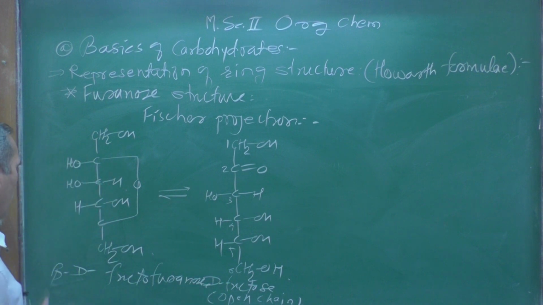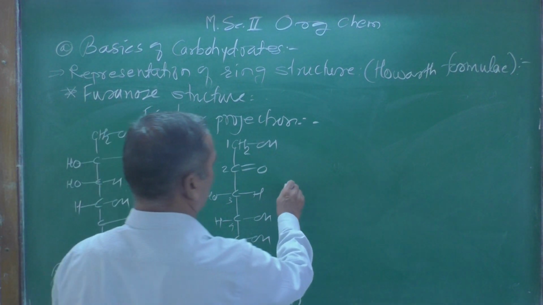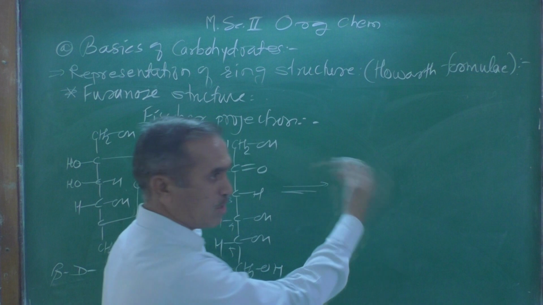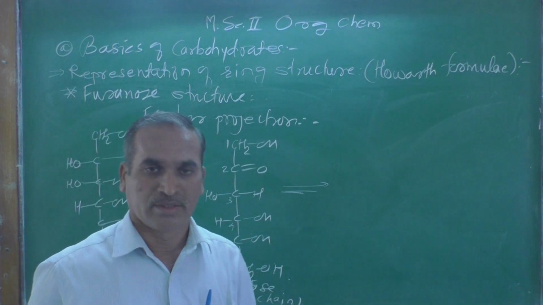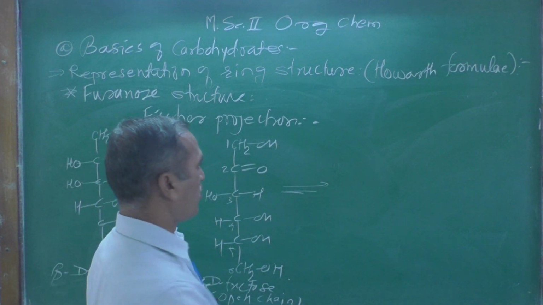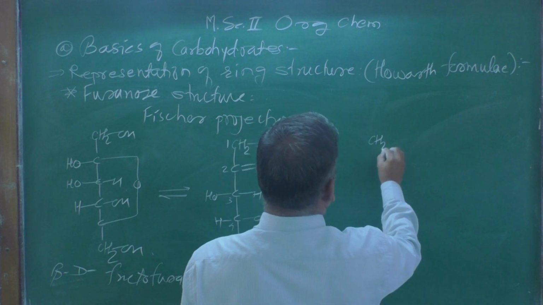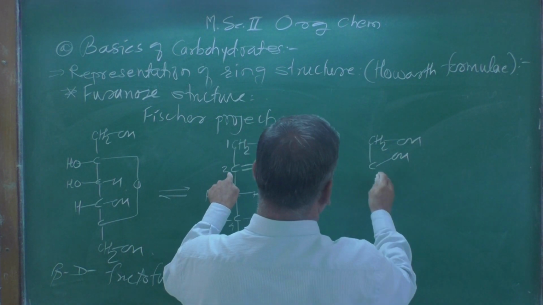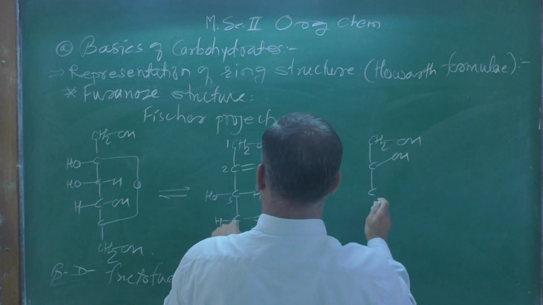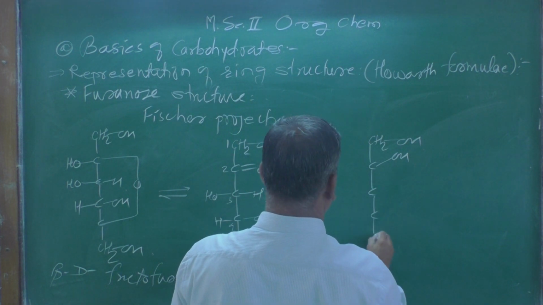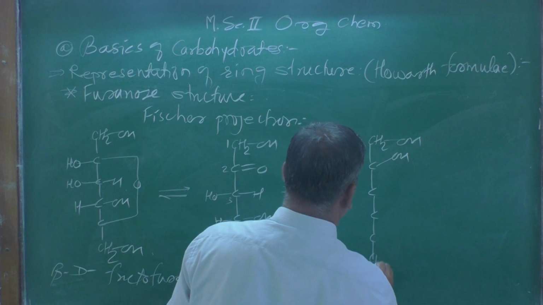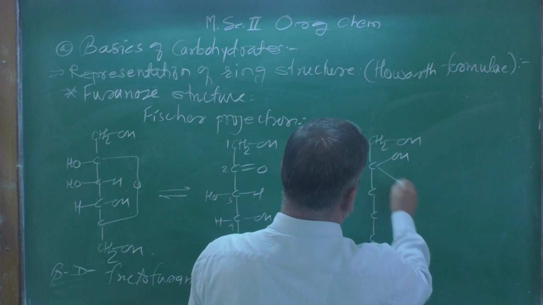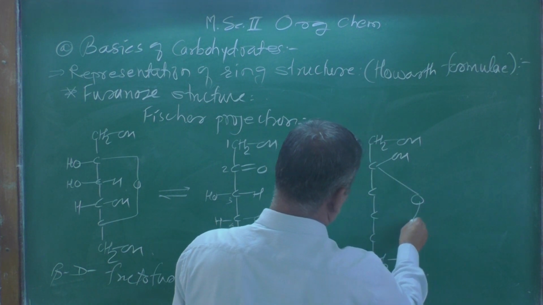This is the structure of beta D fructofuranose, whereas on the other side the structure is going to form like this. CH2OH remains as it is, this carbon atom has OH, then 1, 2 and 3, and the last one CH2OH. The ring is going to form like this.